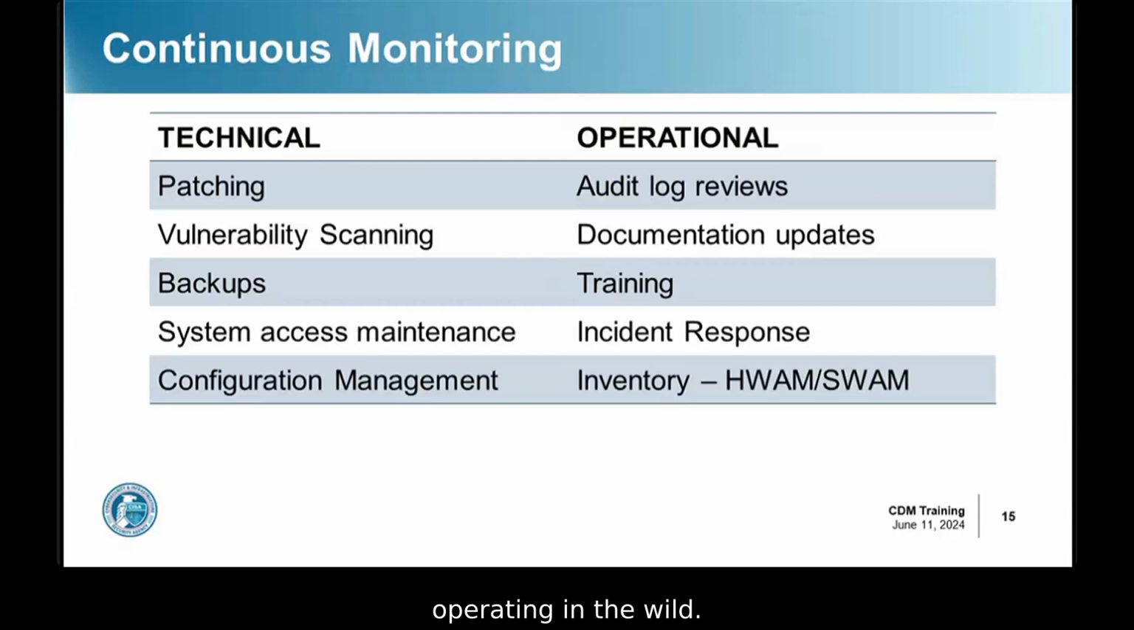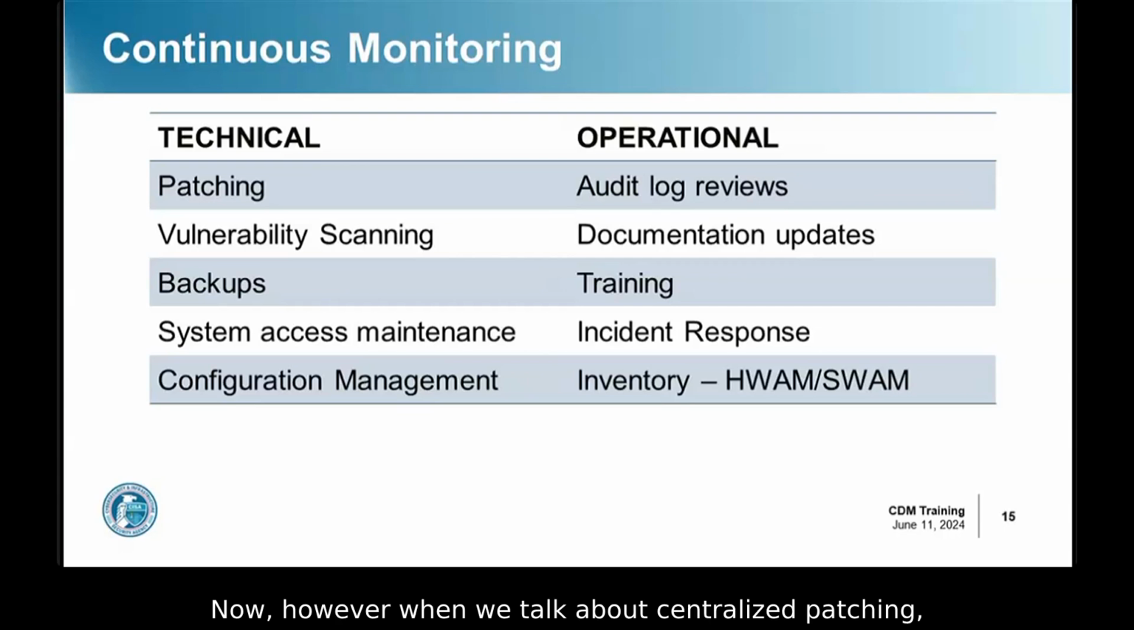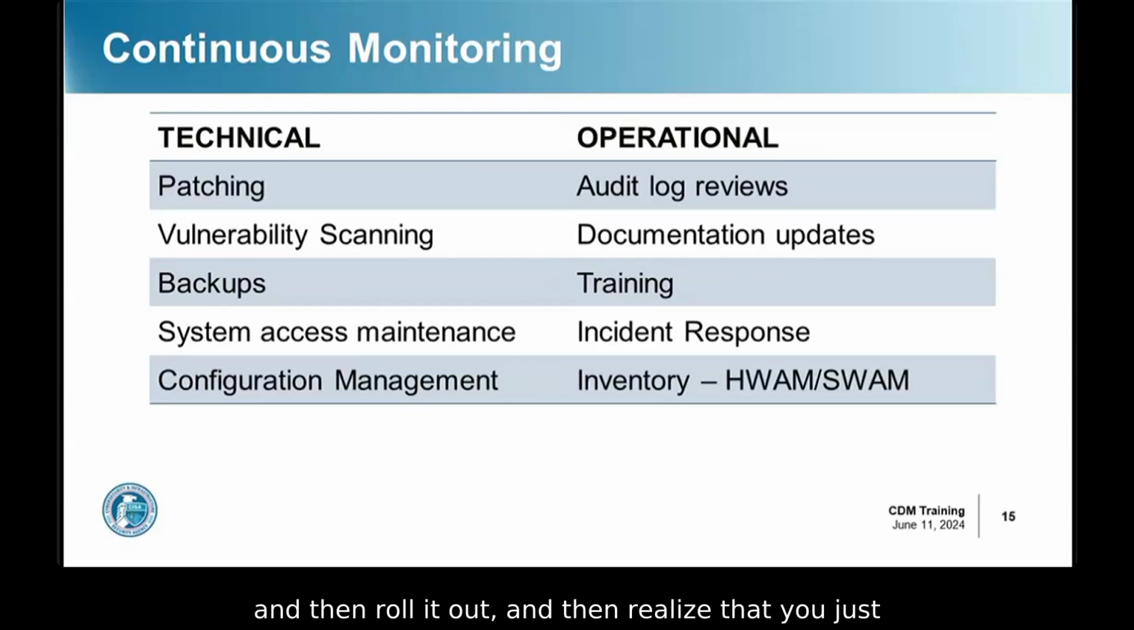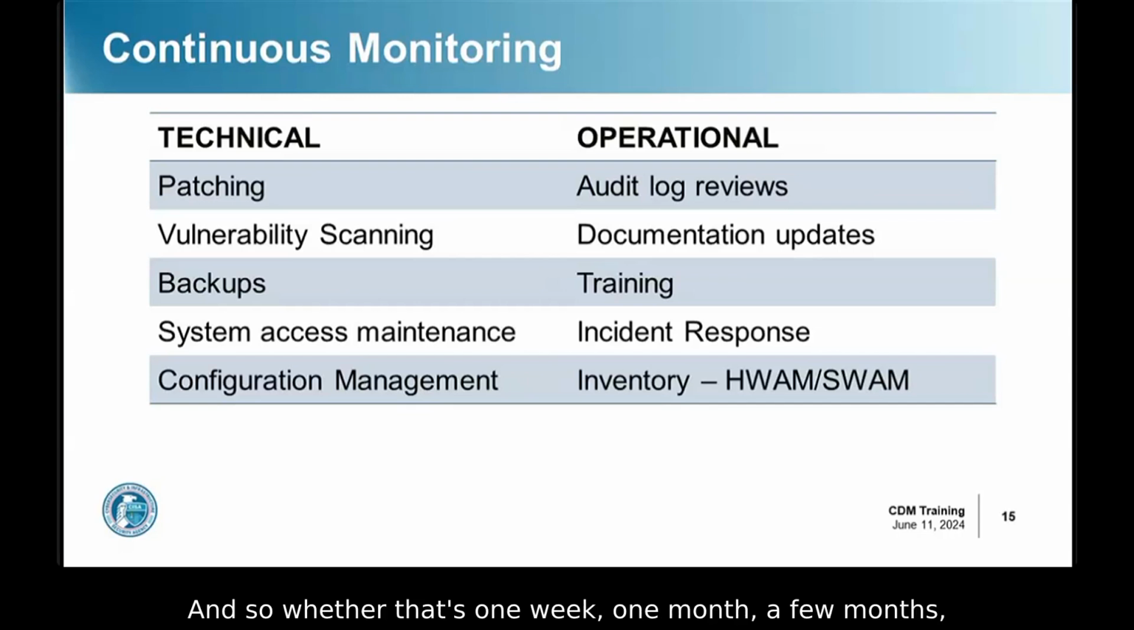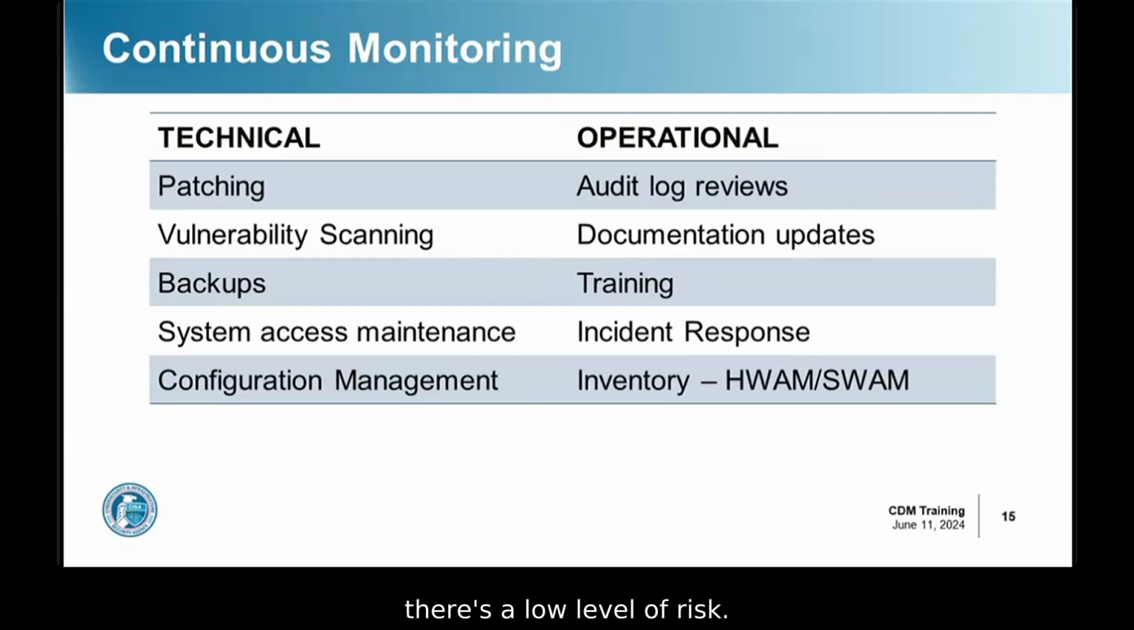Now, however, when we talk about centralized patching, centralized patching doesn't negate the need for local testing. You still need to be able to roll out some type of test bed to test these patches. You don't just say, okay, there's a new patch, and then roll it out and realize that you just broke your infrastructure because of this new patch. And so the best practice is to validate that all patches have been successfully tested and applied within a specified time frame according to your agency policy. Whether that's 1 week, 1 month, a few months, whatever that time period is, it gives leadership a warm fuzzy feeling that if we roll out this patch, there's a low level of risk.